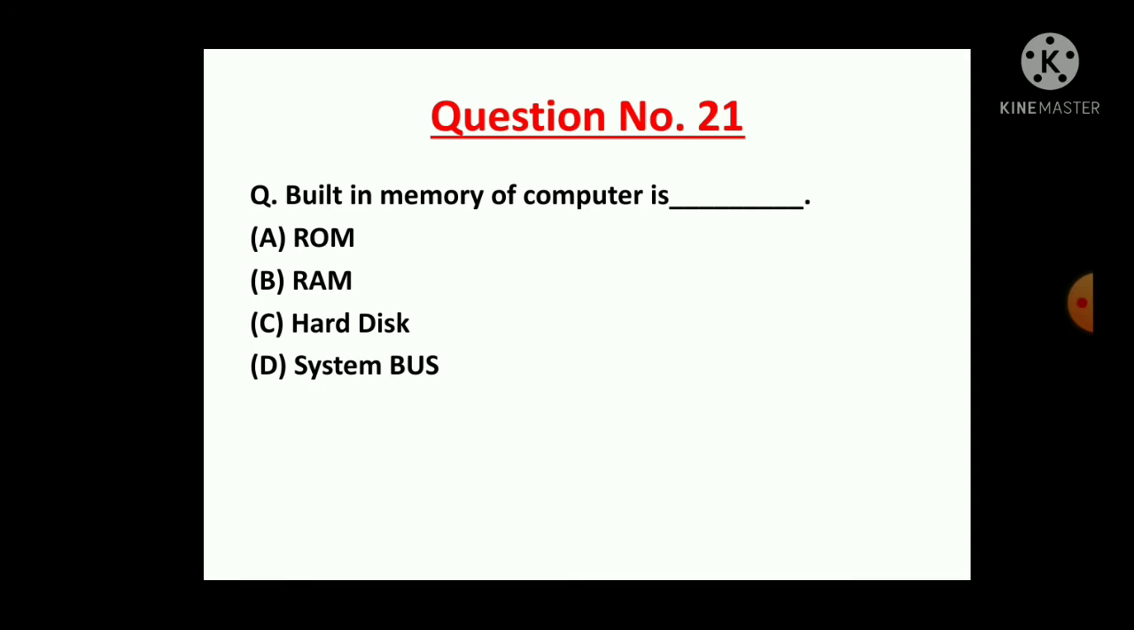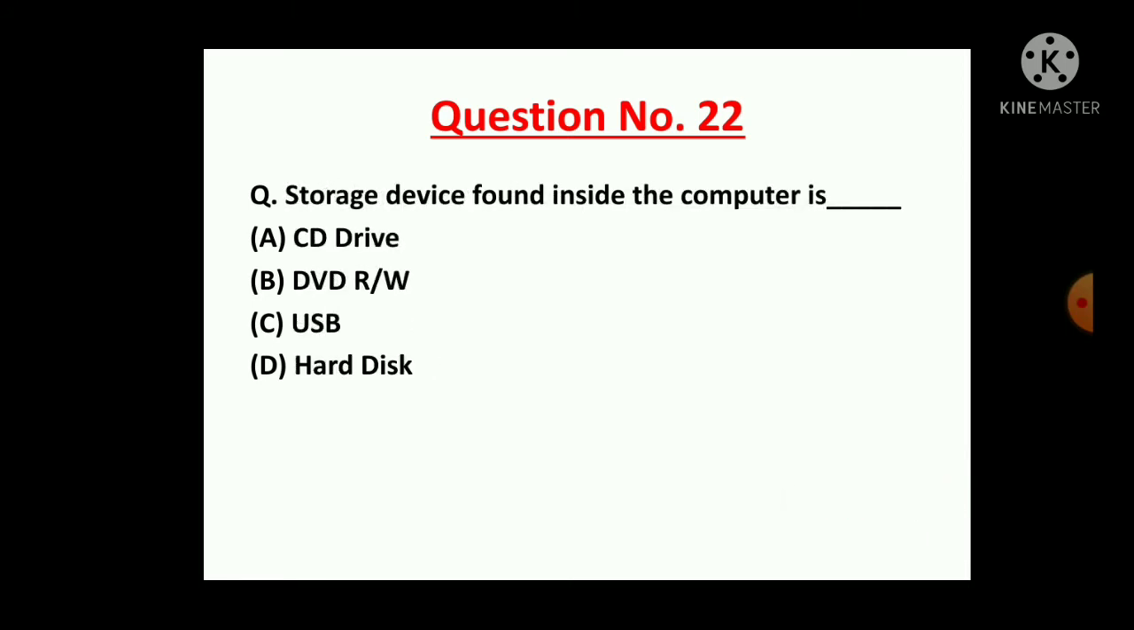Question number 21. Built-in memory of computer is... computer का built-in memory क्या होता है? Option A ROM, B RAM, C hard disk and D system bus. The correct answer is option A ROM. Question number 22. Storage device found inside the computer is option A CD drive, option B DVD-RW, option C USB, option D hard disk. The correct answer is option D hard disk.